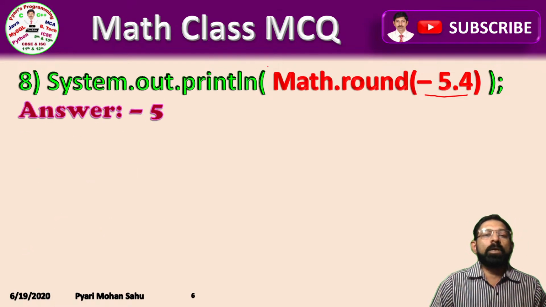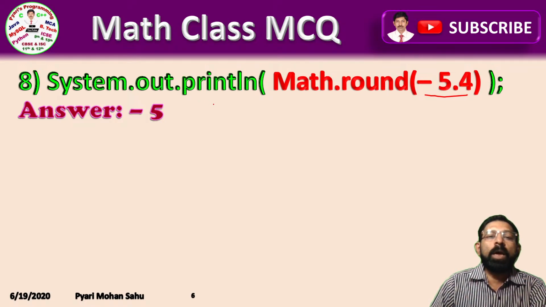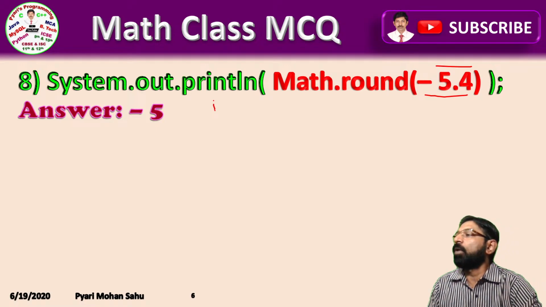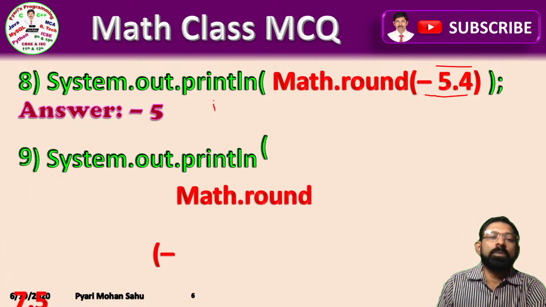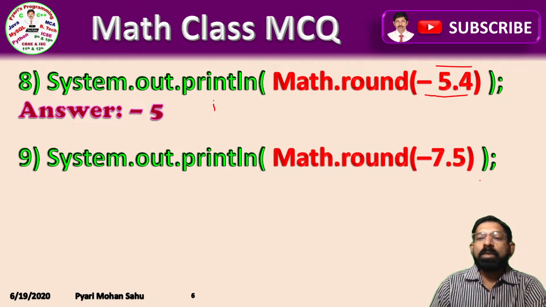It is not minus 5.0 because its return type is integer or long. Now in this case, the return type is long because 5.4 is given in the form of double. So long does not contain a fractional value. Those who have given minus 5.0, hope they are clear with the answer. It is minus 5. Minus 7.5.